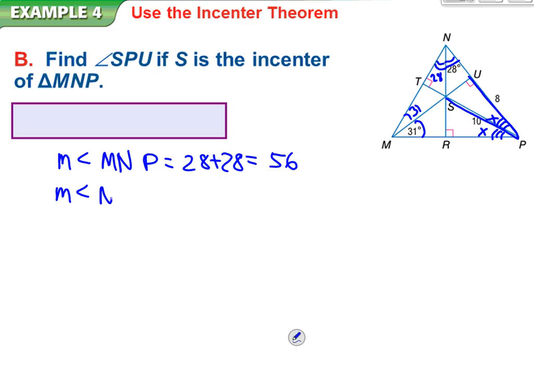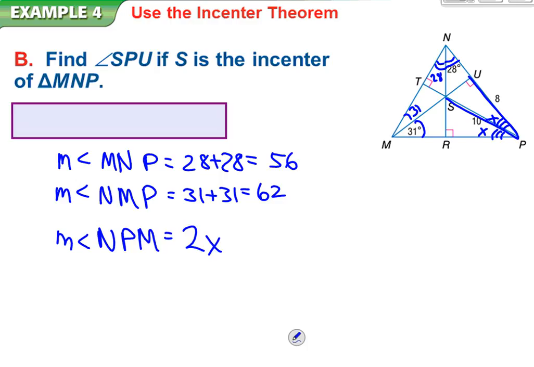The measure of angle NMP, where M is the vertex, is 31 plus 31. So that one is 62. And then we know that the measure of angle, and I'll call it NPM, let's call that 2x because it's x plus x. And then if we can find x, that will be the measure of angle SPU. So remember the sum of the angles of a triangle is 180. So 56 plus 62 plus 2x equals 180.